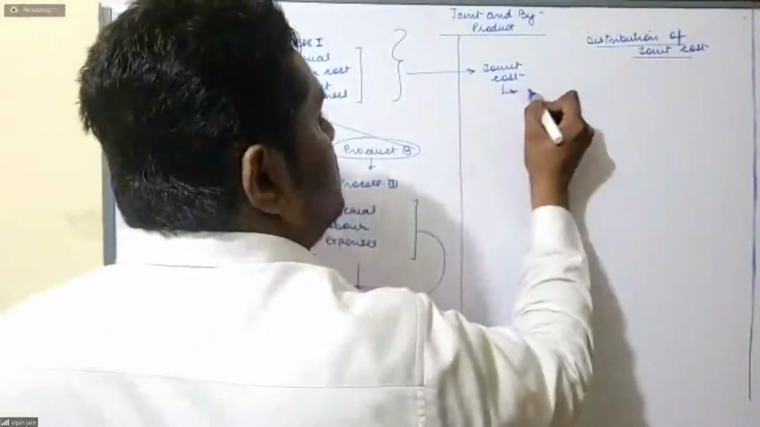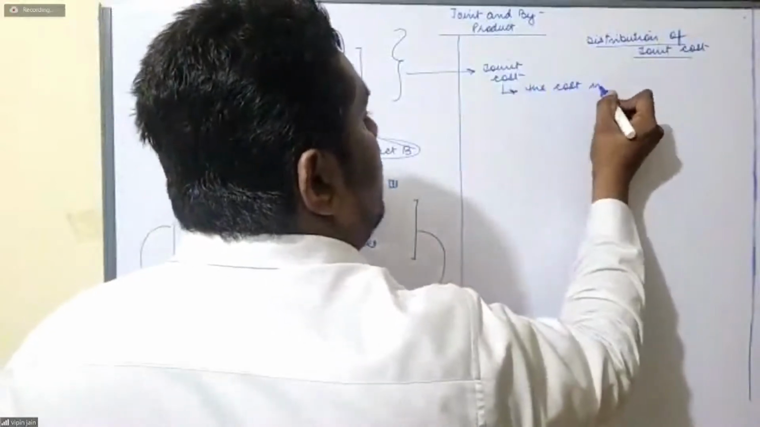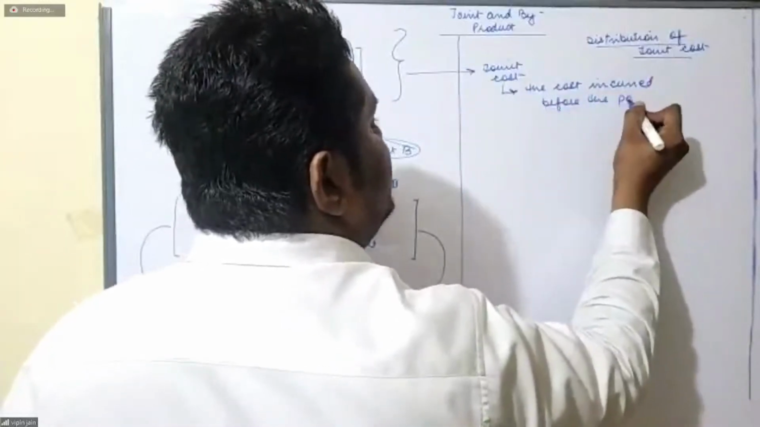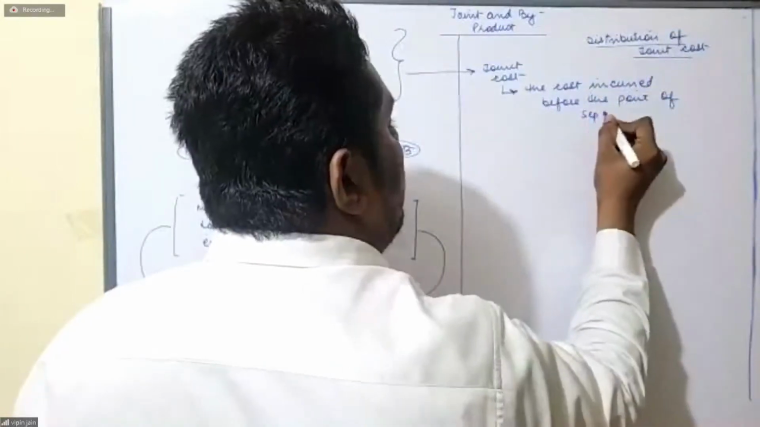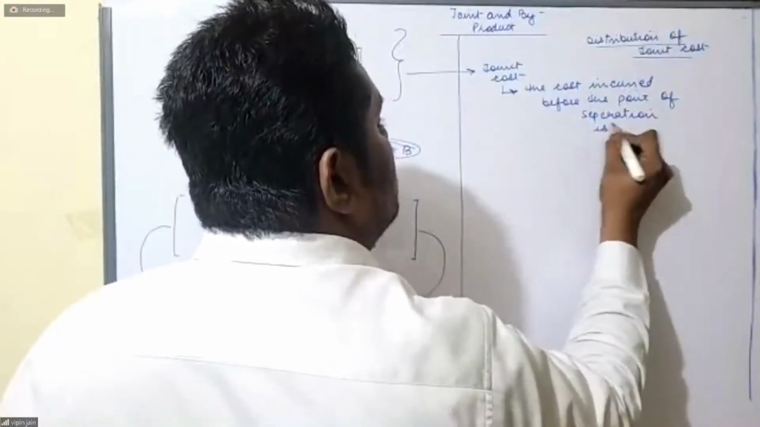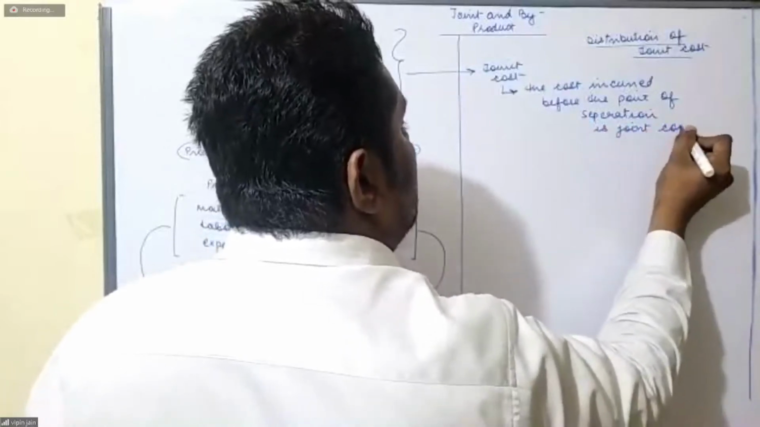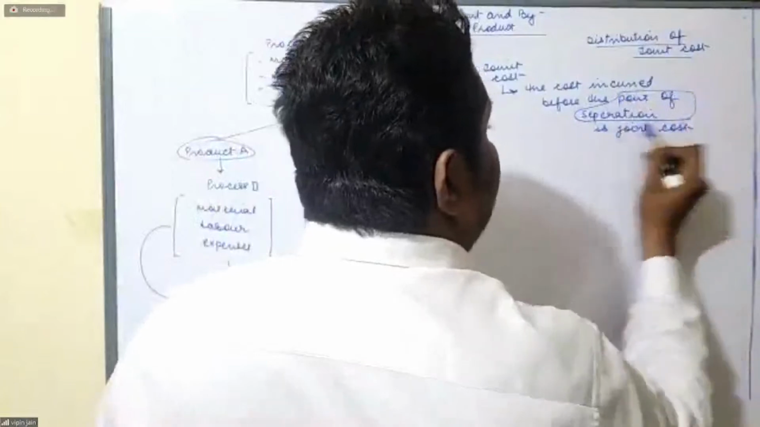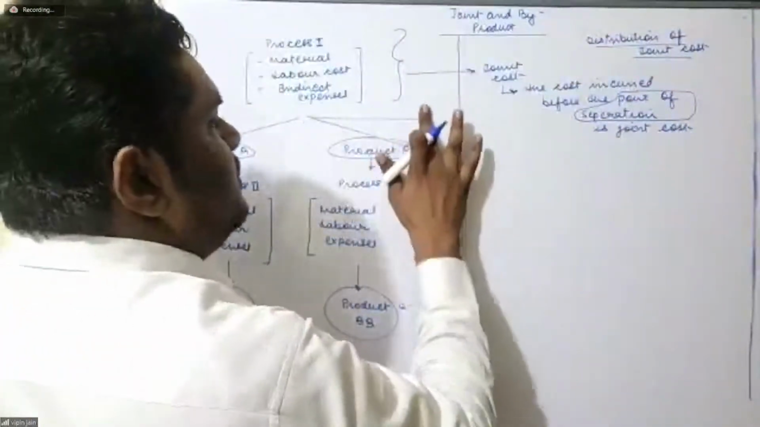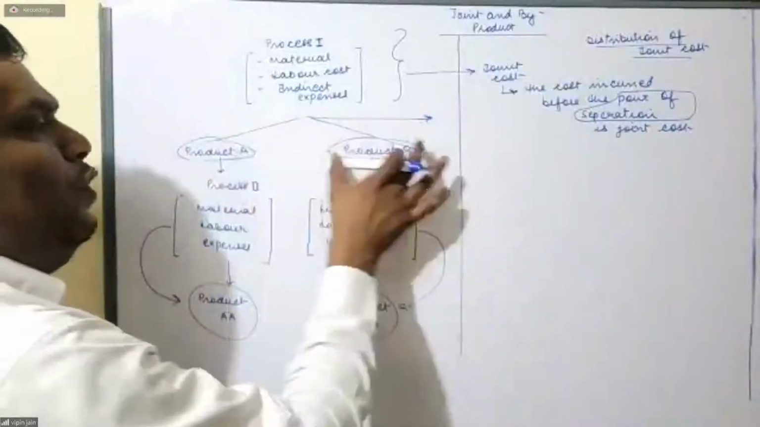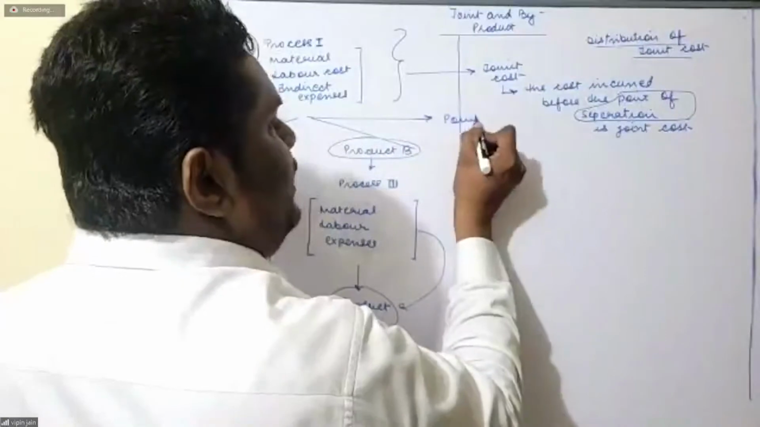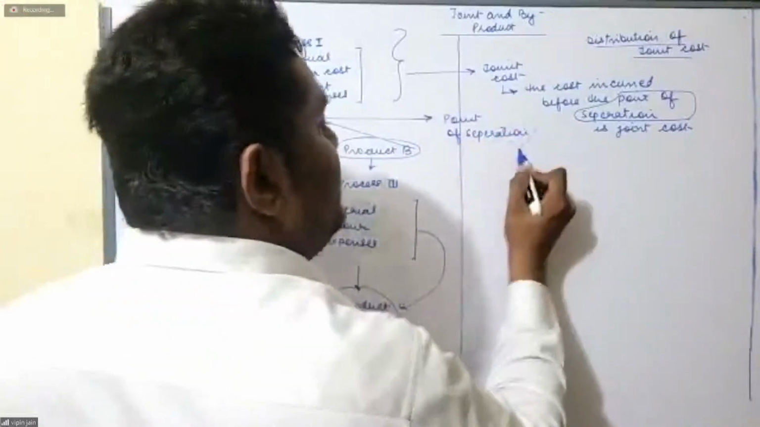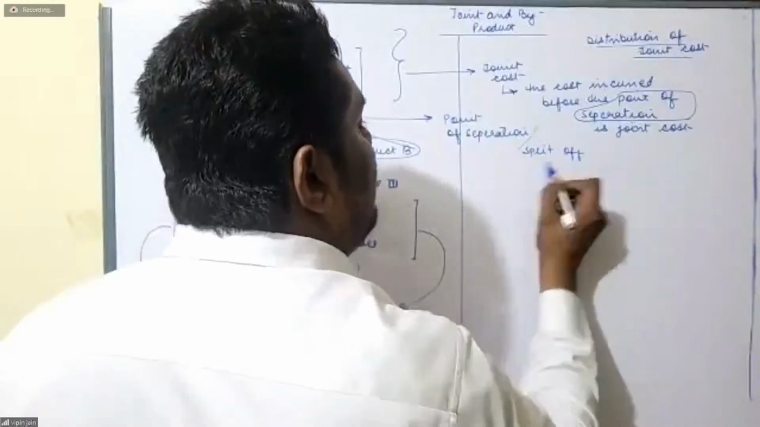Or we can say, what is joint cost? The cost incurred before the point of separation is joint. Again, a new term, the point of separation. What is the point of separation? This is the point of separation. From this point, two or more than two products emerge out. So this is what we call as the point of separation, or we can say split-off point.